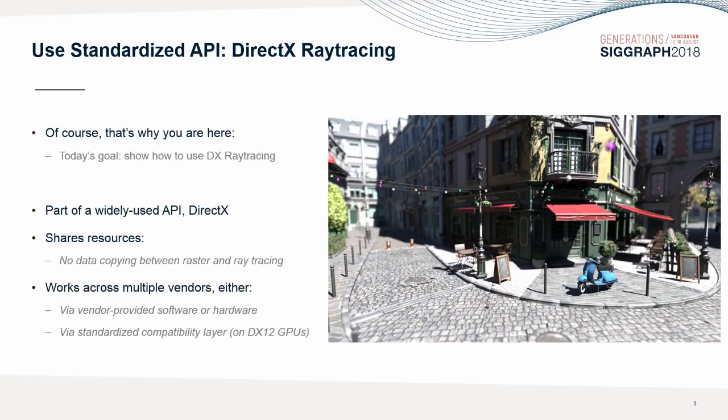So again, as I said before, now ray tracing is part of a widely used API, namely DirectX, which allows you to share resources with no copying between raster and ray tracing. No copying, no overhead of different APIs, nothing like that. And it works across vendors, either via vendor-supported software and hardware, or there's a standardized compatibility layer that runs on DX12 class GPUs.